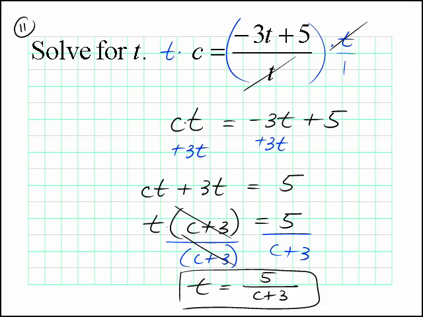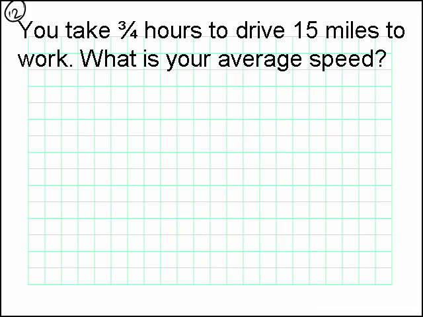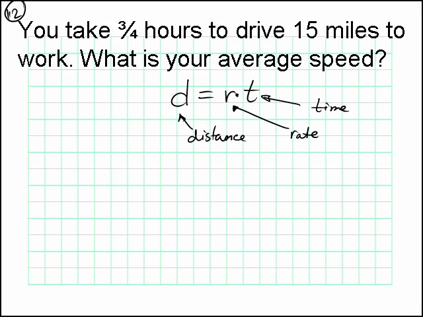Example number 12. Okay, this is an application of a formula. This is the formula d equals r times t. D is distance, which is equal to your rate or your speed multiplied by the time. So I'm going to plug our information into this formula and find the average speed or the rate. You take 3/4 hours to drive 15 miles to work. What is your average speed? The distance is 15. The r is what we're looking for, and the time is 3/4 of an hour, so 3/4.